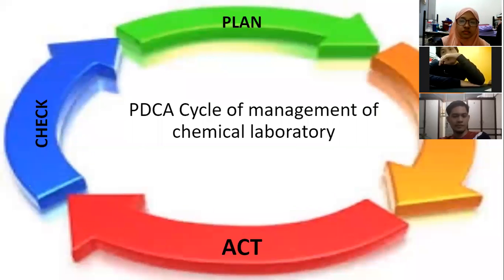So next, I will proceed with the PDCA cycle for management of chemical laboratory. The PDCA cycle is a cycle that has been popularized by Dr. Edwards Deming in the 1950s, where he realized that this PDCA cycle could be used to improve the production processes during World War II. Okay, so PDCA cycle stands for plan, do, act, and check.